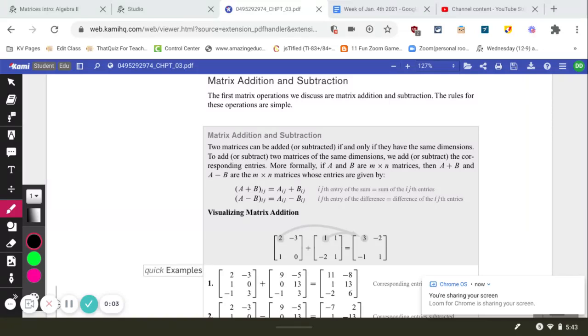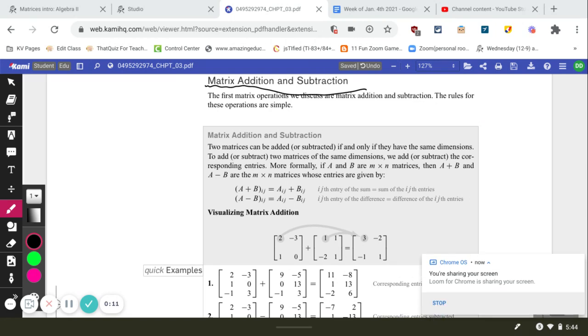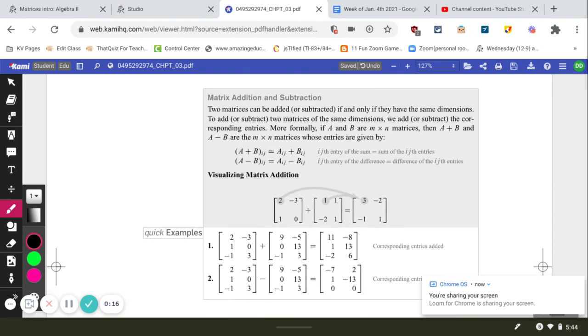So in this video, we're going to look at two things. We're going to look at matrix adding and subtracting, and we're going to look at something called scalar multiplication. They're both very easy. So for adding and subtracting matrices, you literally just add or subtract the corresponding numbers in each row and column. One thing that has to be true is that the dimensions have to be the same.